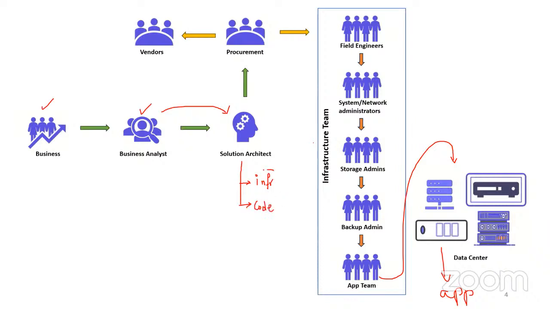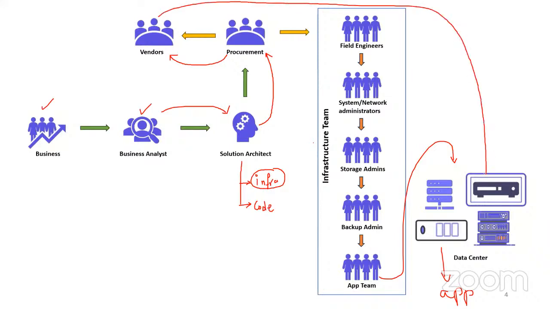If the infrastructure is already available in the data center, then there is no problem. But most of the time, the infrastructure may not be available in the data center. So that is where the solution architect will connect with the procurement team. The procurement team will place a request to the vendors team. Now the vendors team will purchase and deliver it to the data center. The hardware that is available in the data center may not be directly in a usable format. So that's where the field engineers will do the rack and stack.